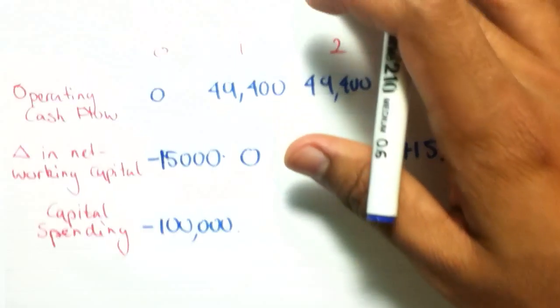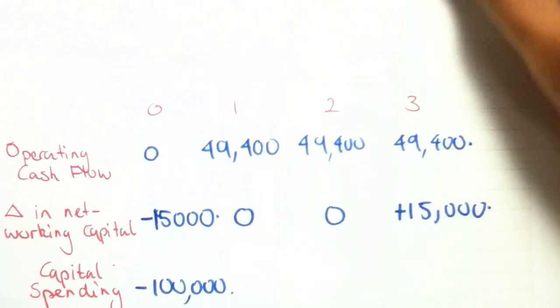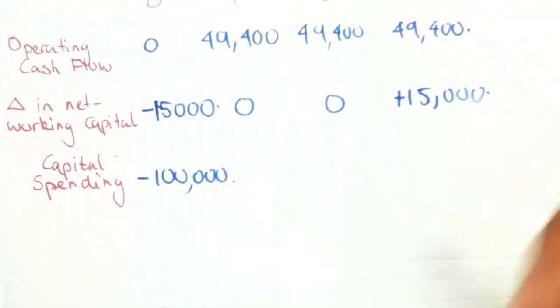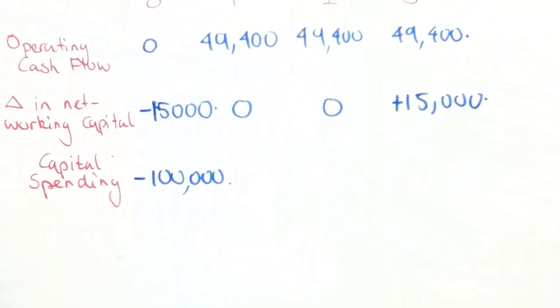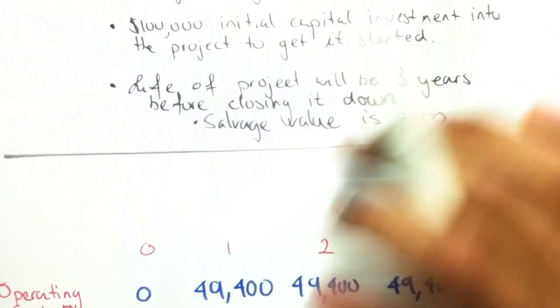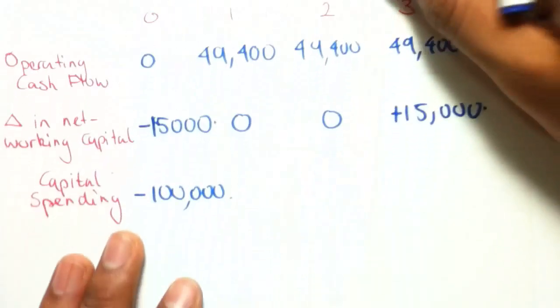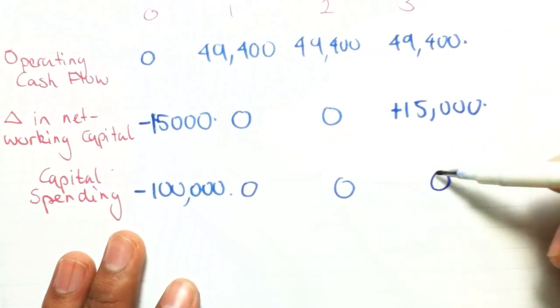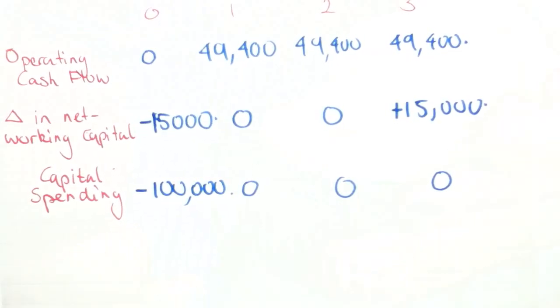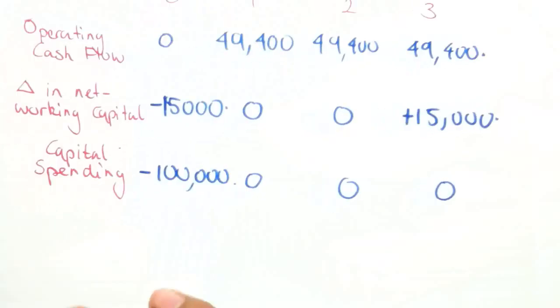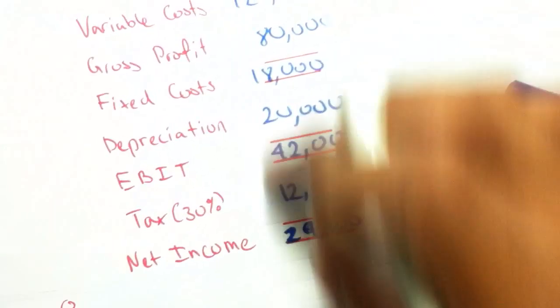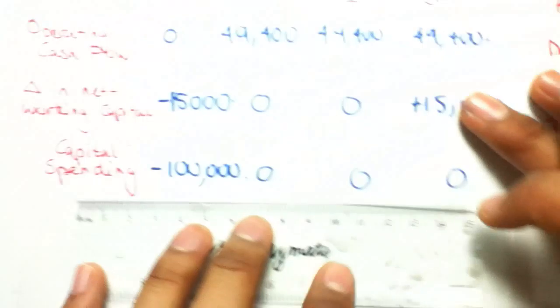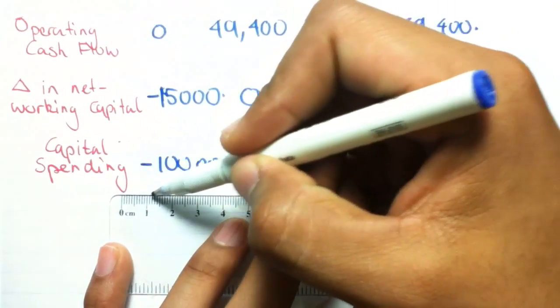In addition, salvage value is 0, which implies that we're going to have no other increments happening right here. Capital spending was stated to simply be $100,000, and there's been nothing else in regards to capital spending. So this is 0, this is 0, and this is also 0. So finally, I've put in all my values that were summarized here into this nice statement right here.